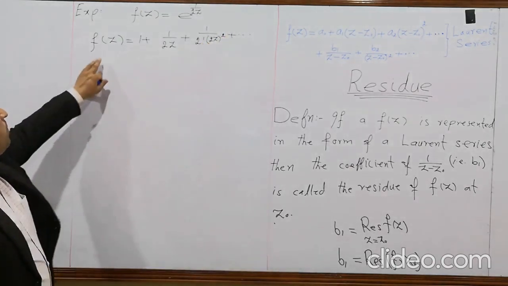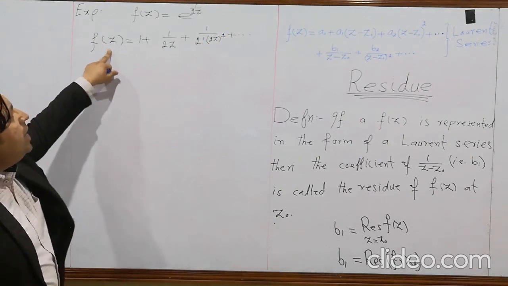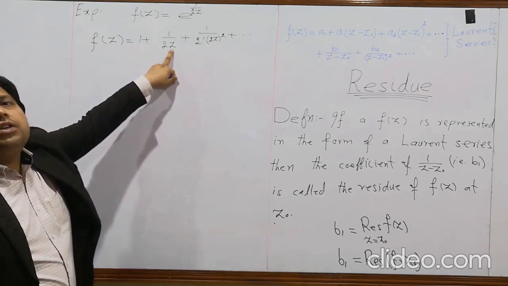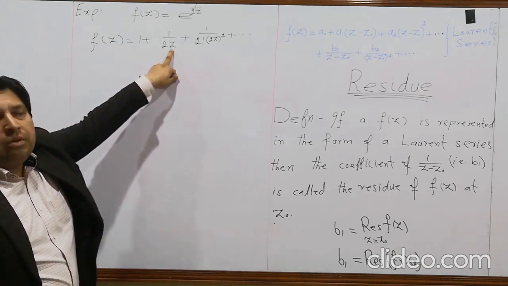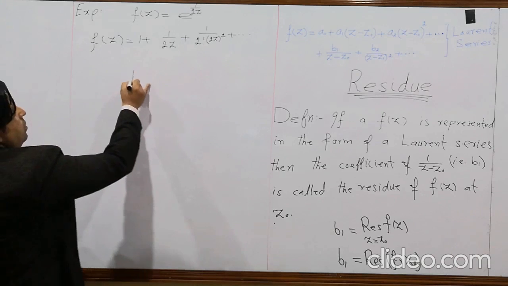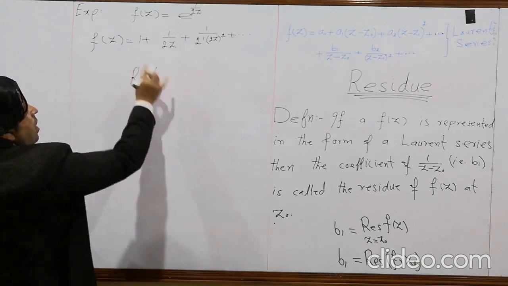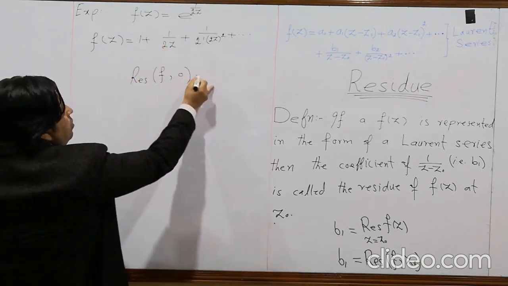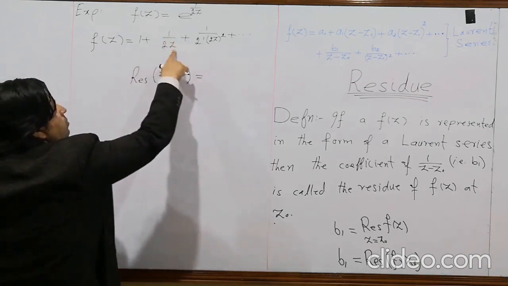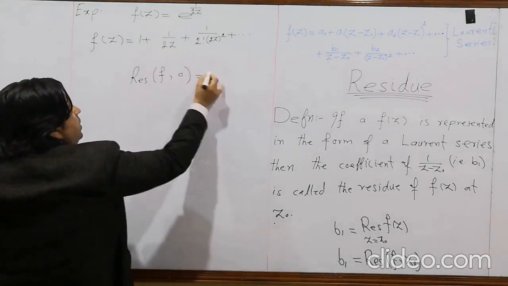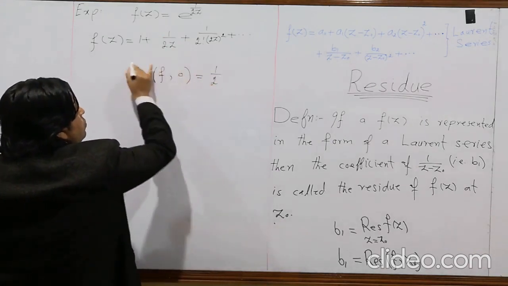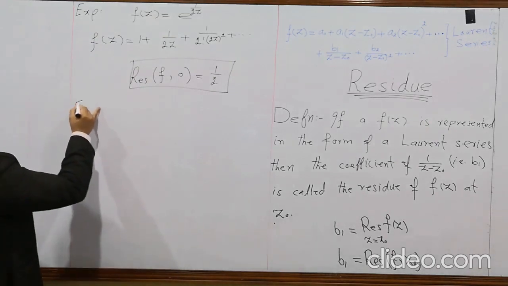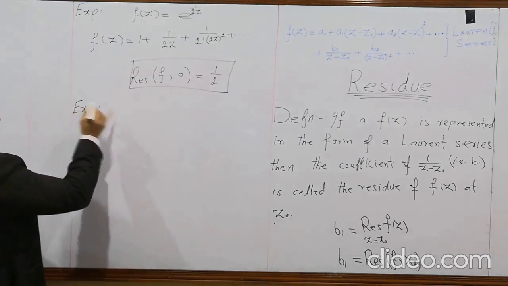And you can see that this function has an essential singularity at the point z is equal to 0. And the residue of this function f at the point z is equal to 0 is the coefficient of 1 over z, which is, we can see, 1 over 2. So this is the required solution. Now let us see another example.